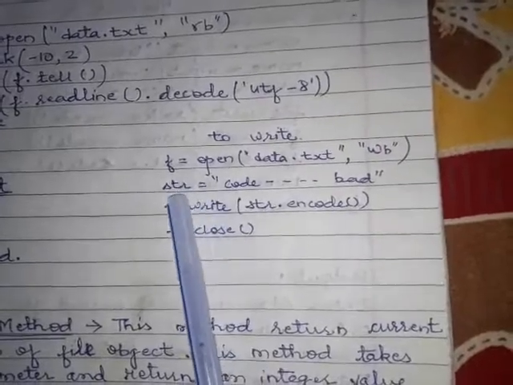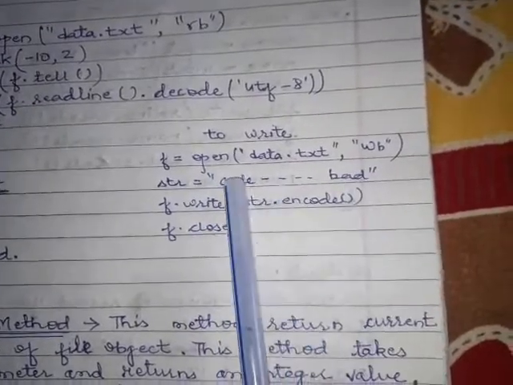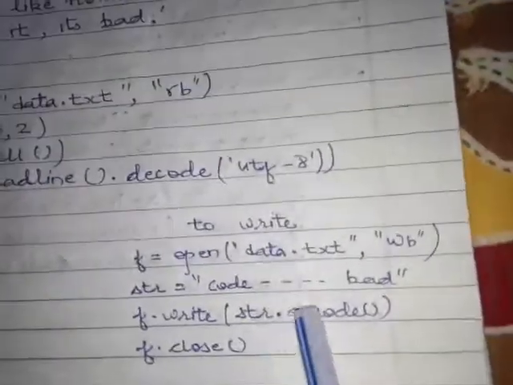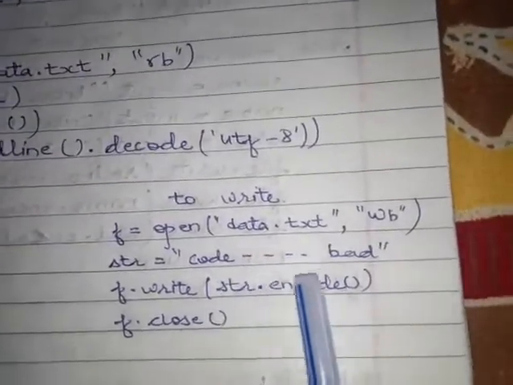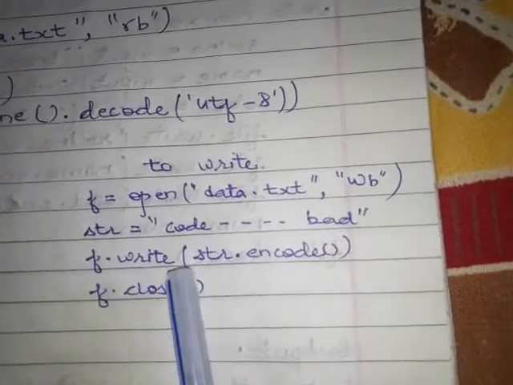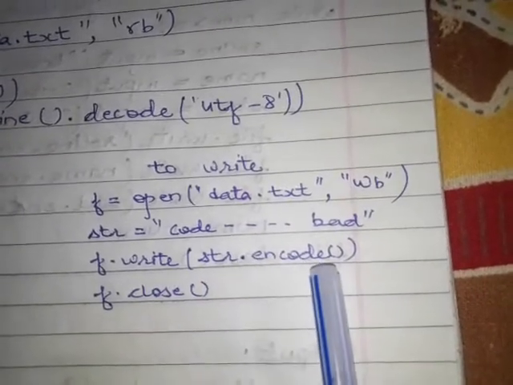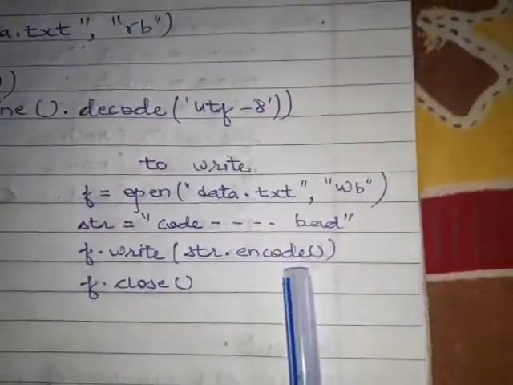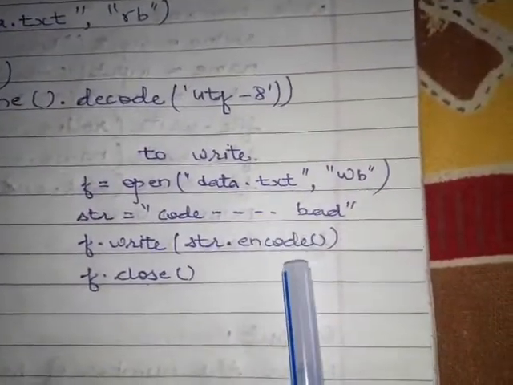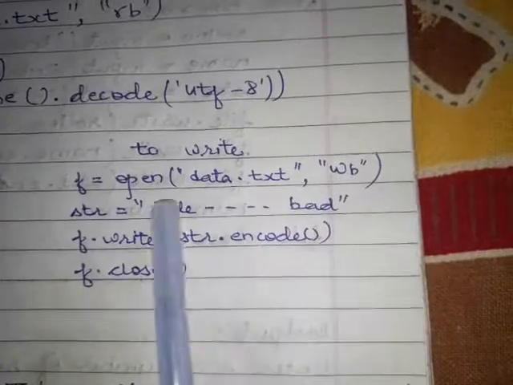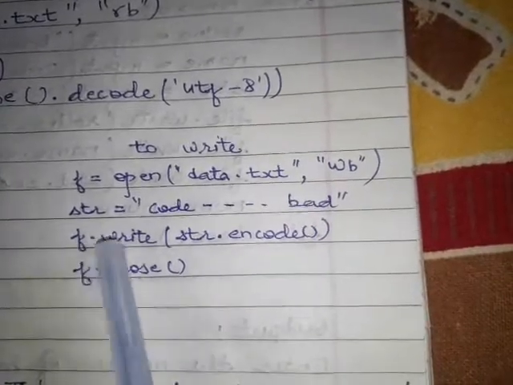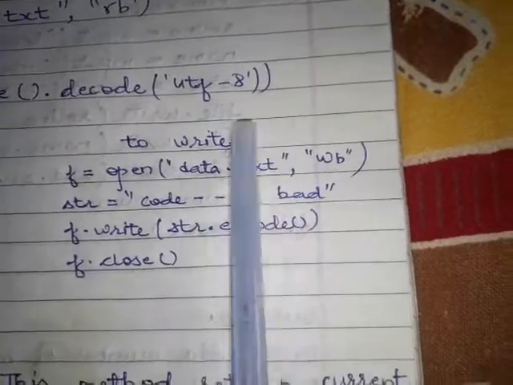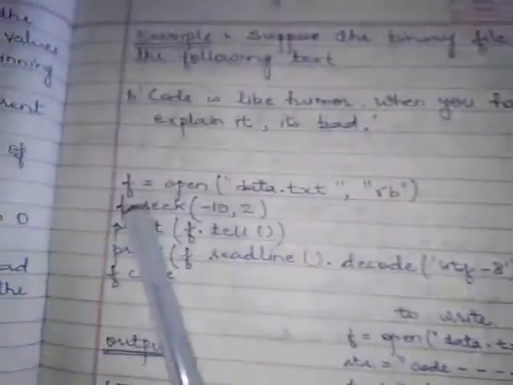Store the whole text in a string variable, in double quotes. Then f.write(str.encode()). Use the encode technique, because this technique is used to write content in a binary file. So this is the way to write the content in the binary file. Then close the file. After writing this, you can run the next program.